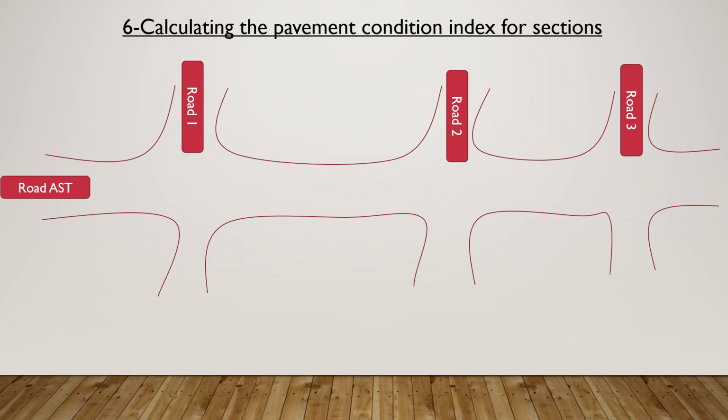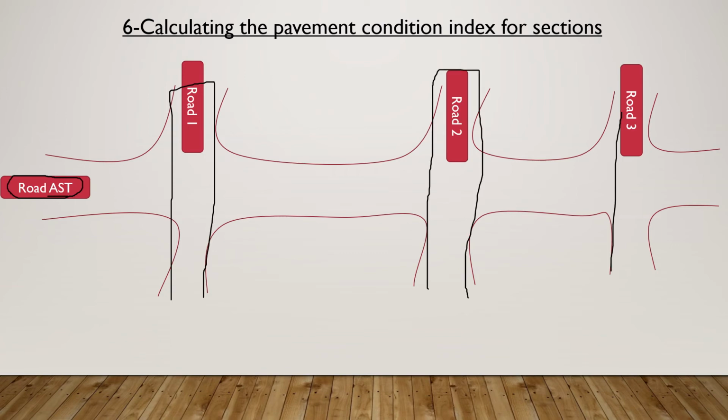Calculating the pavement condition index for sections. Now this is very important if you want to calculate the pavement condition index for a road. For example, the road name is A Street. That is an imaginary road, and this road intersects with several roads, as you can see here, road 1 and road 2 and road 3.